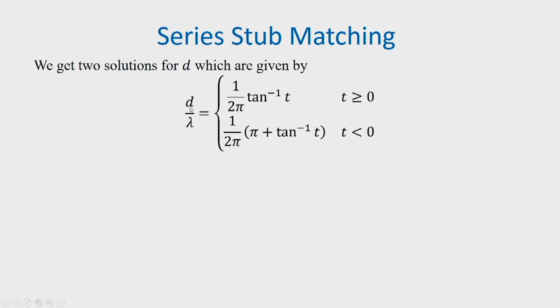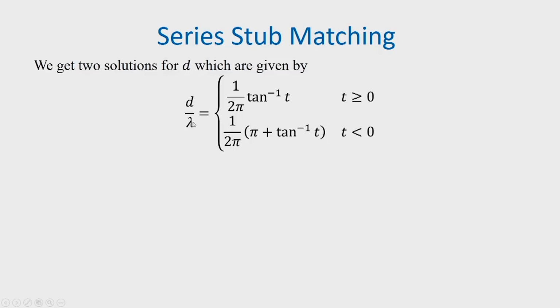and d by lambda can be written as 1 by 2 pi tan inverse t when t is greater than 0, and this is 1 by 2 pi into pi plus tan inverse t when t is less than 0. So, we have two possible values of t, and depending upon whether it is greater than 0 or less than 0, we will get two solutions for d or d by lambda.